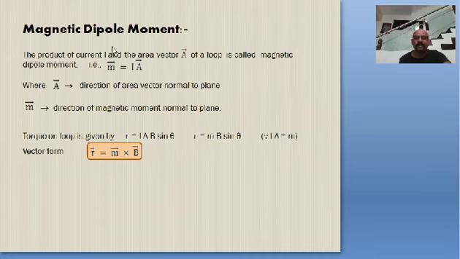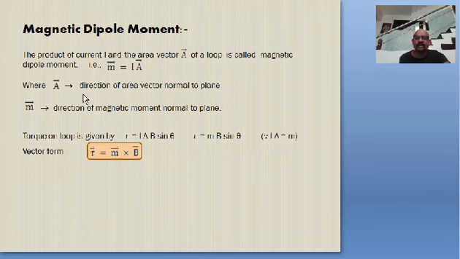Now coming to the magnetic dipole moment. As you all know, magnetic dipole moment is the product of current and area. As we know, electric dipole moment is the product of charge into length of the dipole, P is equal to 2aq. You know that. Here magnetic dipole moment is the product of current and the area vector.